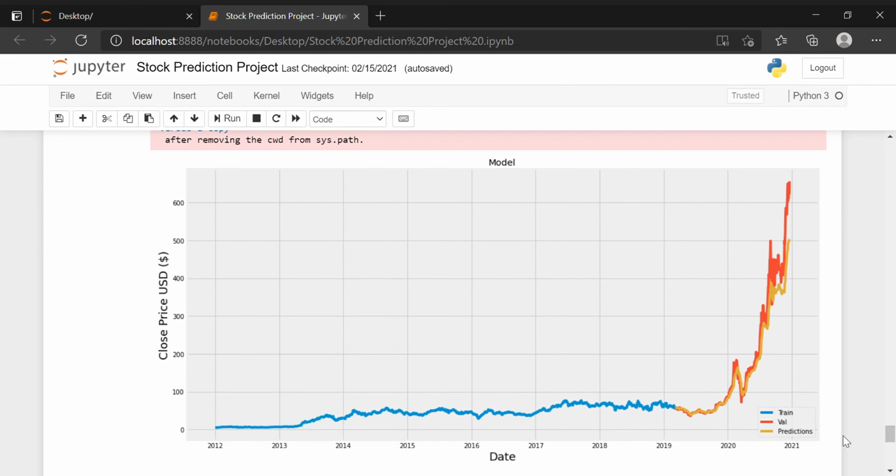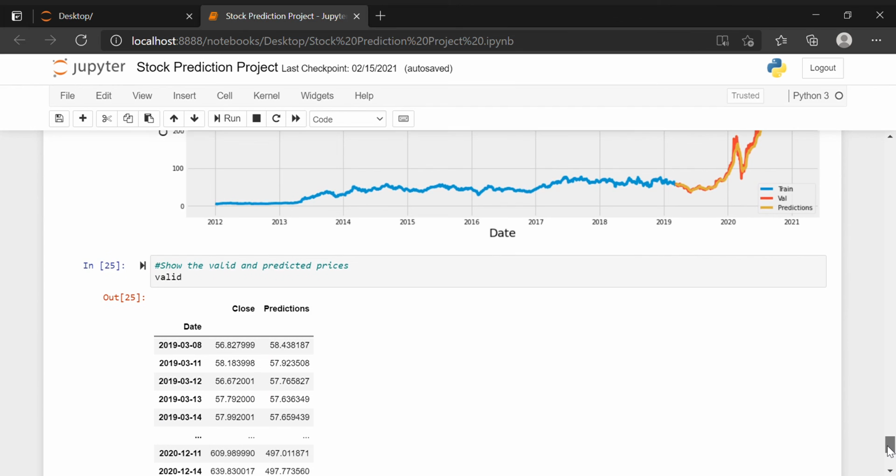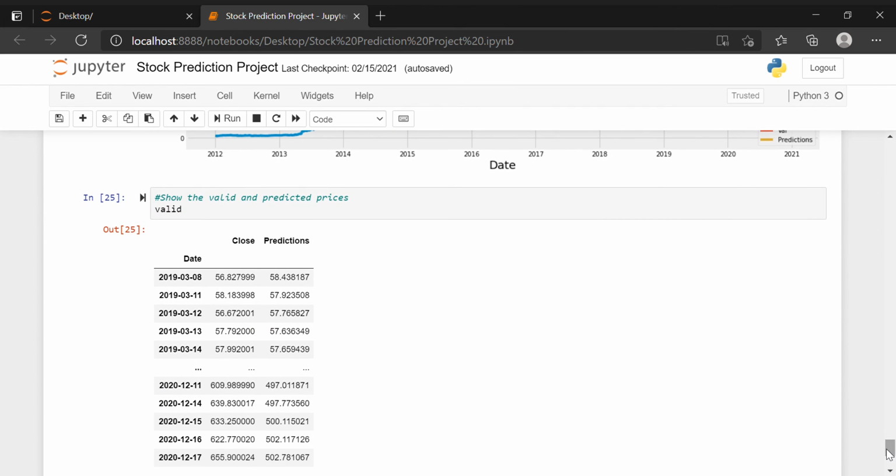So as you can see, this is the data that the model trained on, and this is where it started predicting. So we have the validation, which is in the orange, and then we had the prediction, which is the yellow. And here you can actually see numerically how it performed. Initially you have the value here at 56 and then 58, which is pretty close. This is the closing price, and this is the actual price, and this is the predicted price.